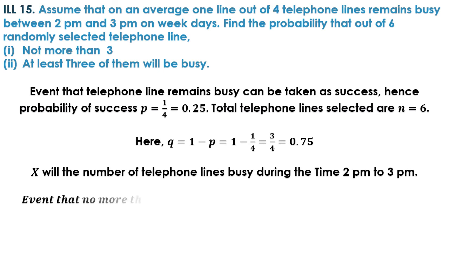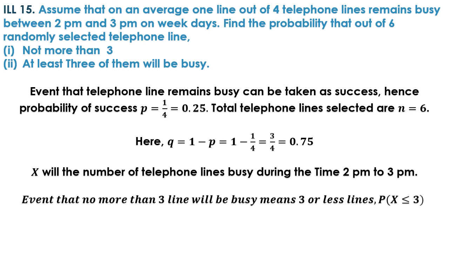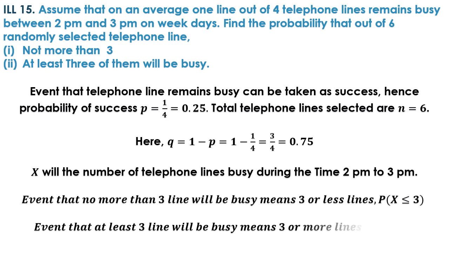The event that not more than 3 means it is actually 3 or less. So we will take it as X less than or equal to 3. That will be the first probability which we will be calculating. And for the second event, at least 3, that means 3 or more. So we can take it as P(X greater than or equal to 3). So we have to calculate two probabilities. Let's start with the first one.